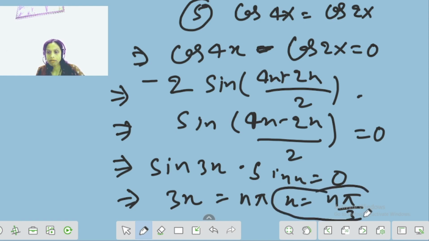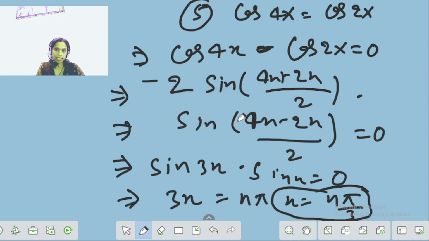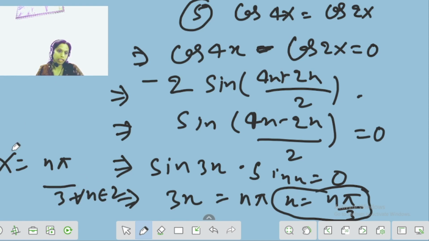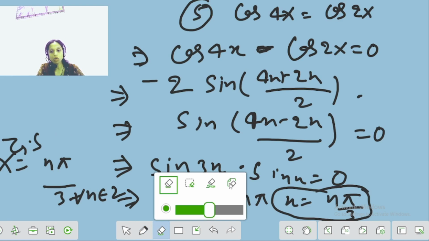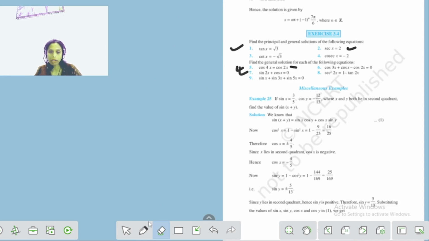This is a principal solution. And how will you generalize it? You have to generalize it in this form: x is equal to n pi by 3 for all n belongs to integers. Then this is the general solution. This is a new question, and this is a way to solve every question in a very easy manner. Let's discuss our next one.